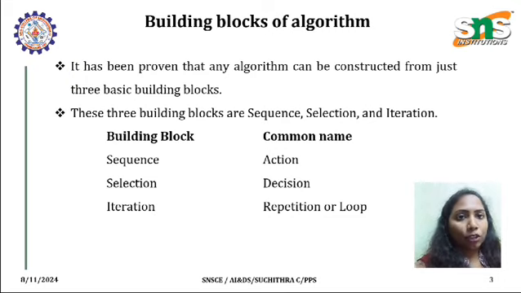Building blocks of algorithm. It has been proved that any algorithm can be constructed from just three basic building blocks. The three building blocks are sequence, selection and iteration. The common names: sequence means action, selection means decision, iteration means a repetition or a loop.